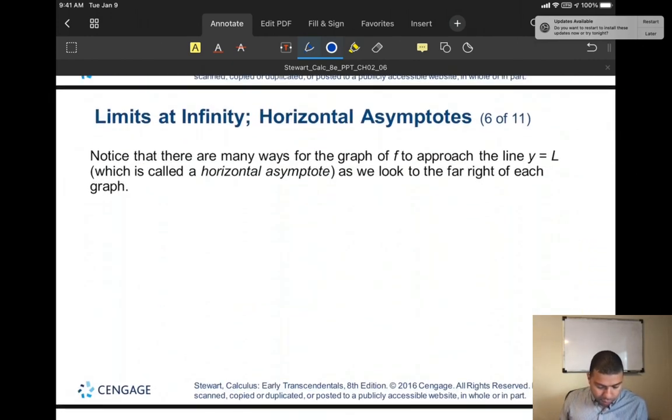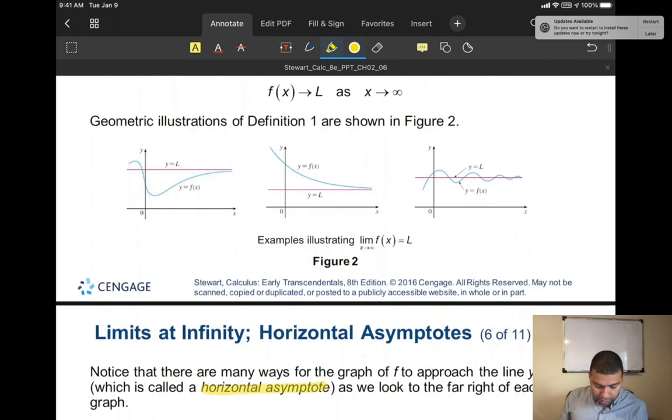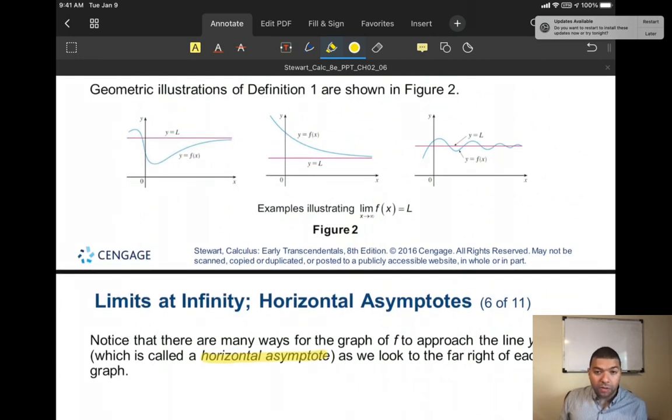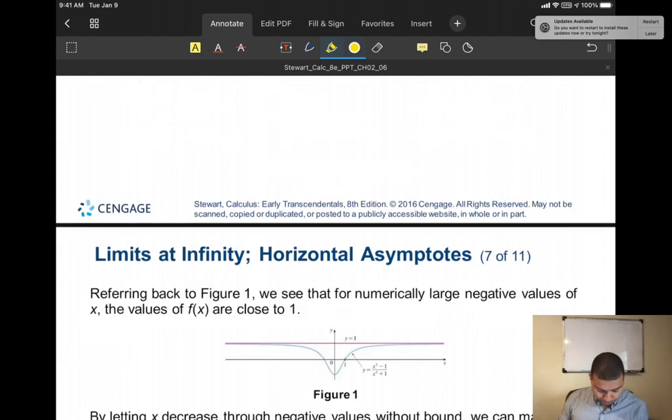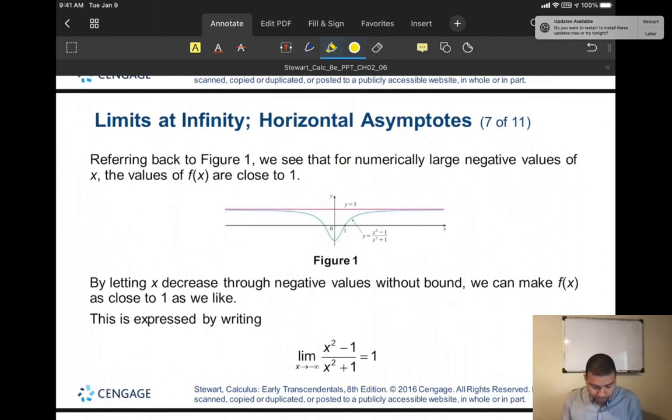Now, what does that have to do with horizontal asymptotes? That's exactly what we have in those three examples. This red line, y equals L, is a line that the graph approaches as x becomes larger. So that's what we call a horizontal asymptote. And they say here going to the far right of the graph, but if we go to the far left, we may also encounter horizontal asymptotes. And you can see that right there.